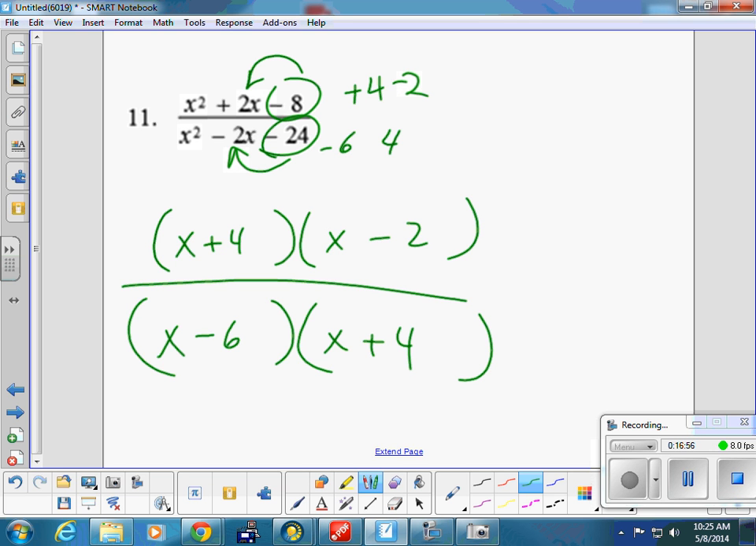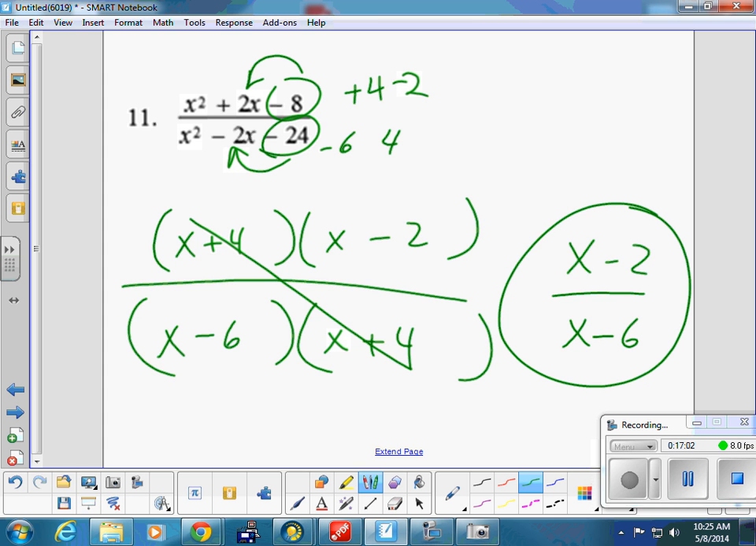Okay, these cancel, and there's your answer, x minus 2 over x minus 6. Do not cancel those 2's or those x's in this one.